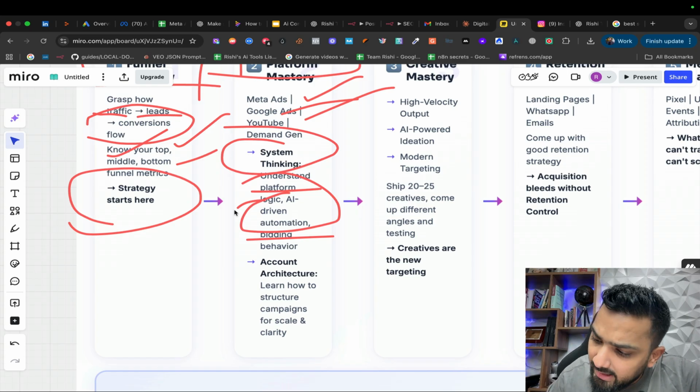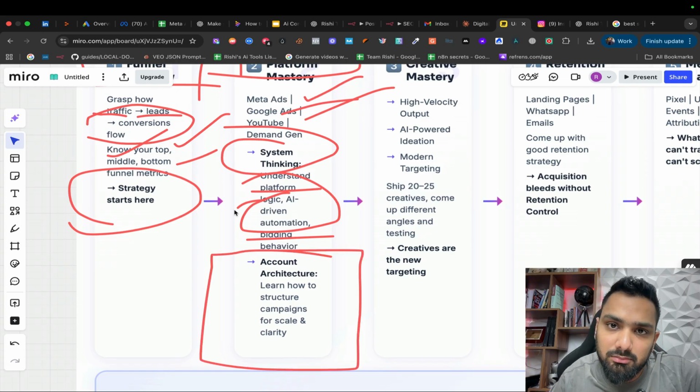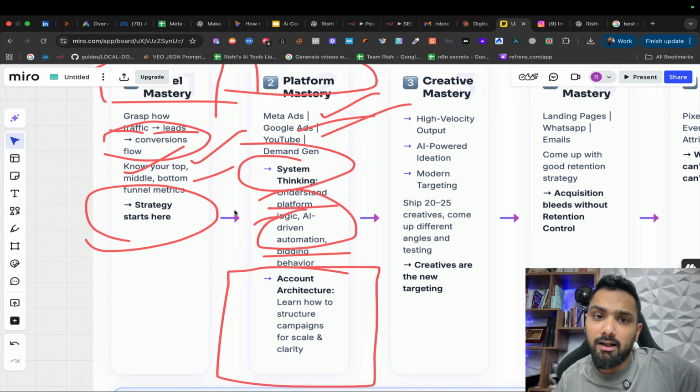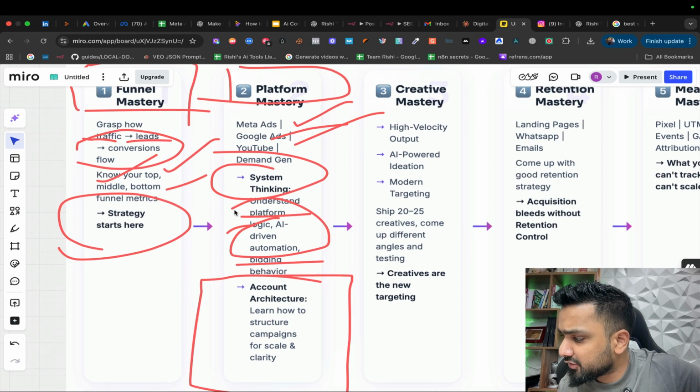Inside this, it's also important how you set up the account structure or hierarchy, and learn to structure campaigns for scalability and clarity as well. So your platform mastery becomes extremely important here.